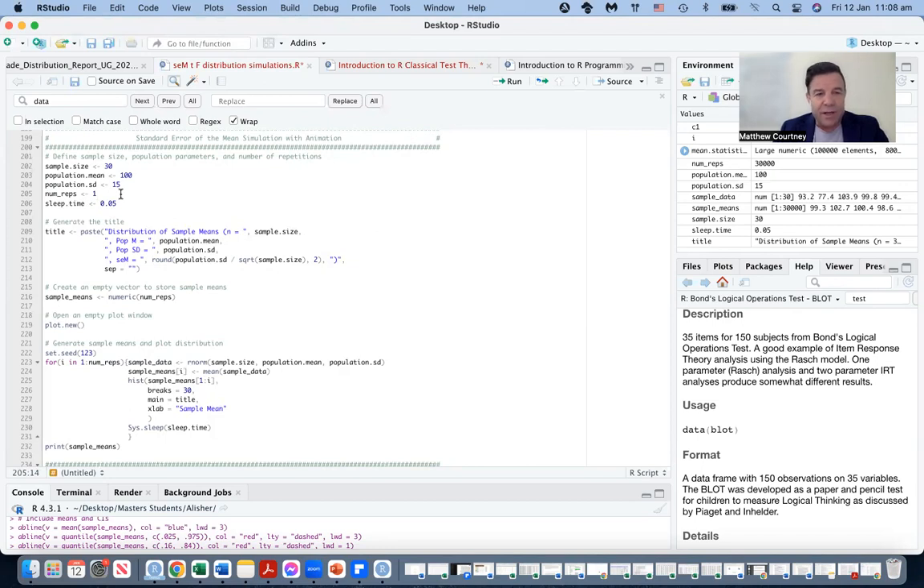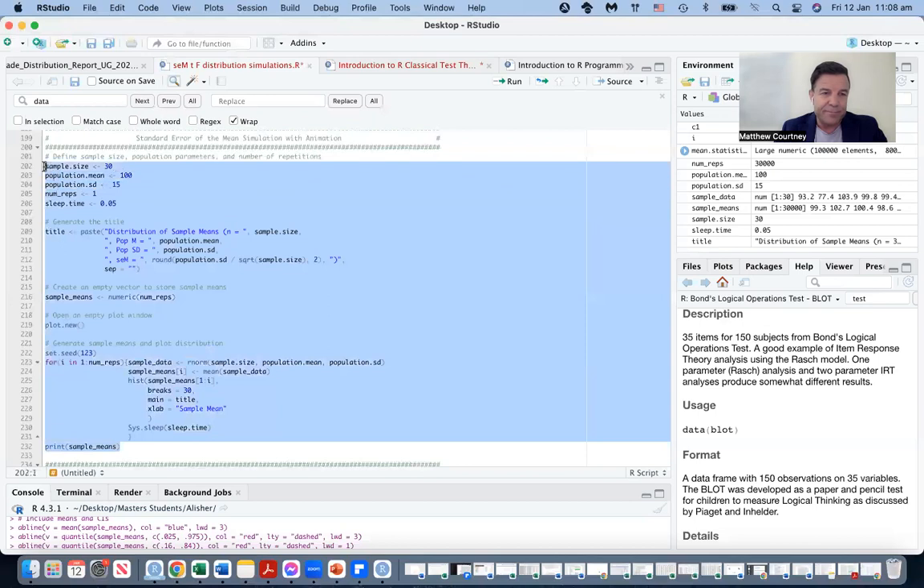Let's just run this once and look at what type of sample mean we get. Will it be 100? Will it be a little below or above? Let's see. Okay, we get a sample mean of 99.29. So we're a little bit below, in this case, the population mean.